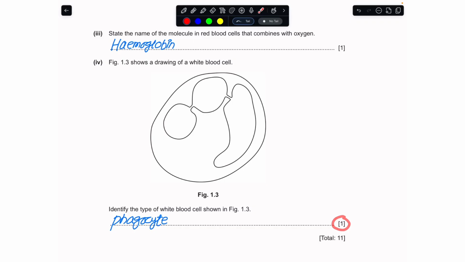And for the last question for 1 mark, they say that figure 1.3 shows a drawing of a white blood cell, and we are required to identify the type of the white blood cell. Among the white blood cells, we have the phagocytes and we have the lymphocytes. But if we just look at the appearance of the nucleus that is given for this cell, you see this is a multiple lobed nucleus, as there are a lot of lobes of this nucleus. So this is a neutrophil. And neutrophils are a type of white blood cell that we refer to as phagocytes because they eat up the pathogens.